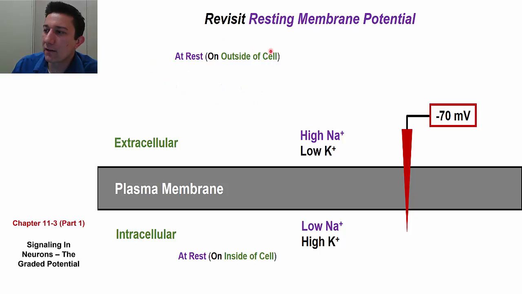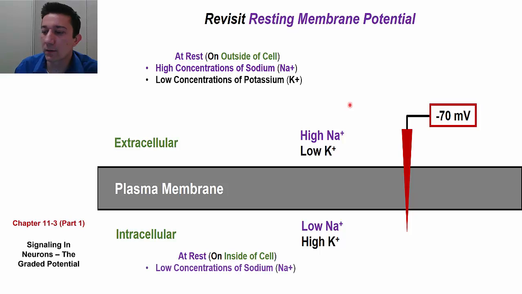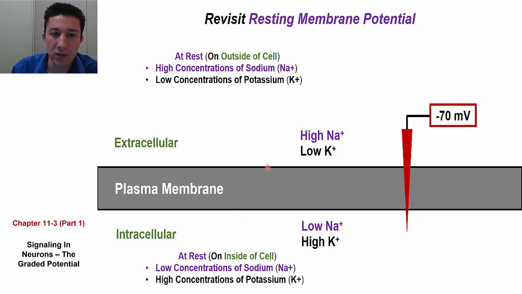Also with the resting membrane voltage, recall that at rest on the outside of the cell and on the inside of the cell, we saw two different concentrations, a concentration gradient, of sodium and potassium. So recall that on the outside of the cell at rest, there were high concentrations of sodium and very low concentrations of potassium. Whereas it was the exact opposite in the intracellular environment. Low concentrations of sodium ions on the inside of our cell with high concentrations of potassium on the inside of the cell. Now, take a look here, and if you recall, sodium and potassium are both positively charged.